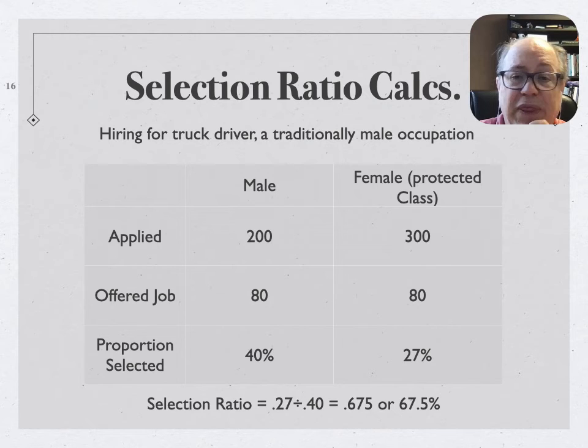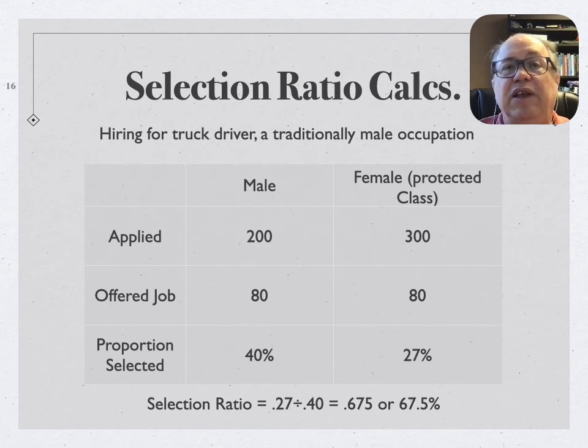but you had a lot more women who applied, so you would expect more women to have been hired. The proportion selected for men was 40%, as it was in the earlier example. But it's only 27% here because so many more women applied. What you end up with, therefore, is a selection ratio of the 27% divided by the 40%, which ends up being 0.675 or 67.5%, and that is lower than the 80% 4/5 rule.